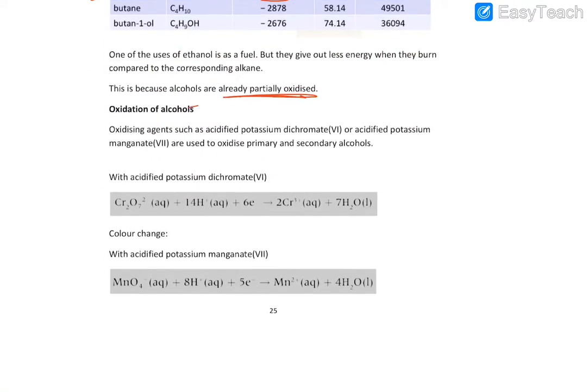Alcohols can be oxidized by oxidizing agents such as potassium dichromate or acidified potassium manganate. So these are the 2 oxidizing agents that you should know. And we can oxidize primary and secondary alcohols.